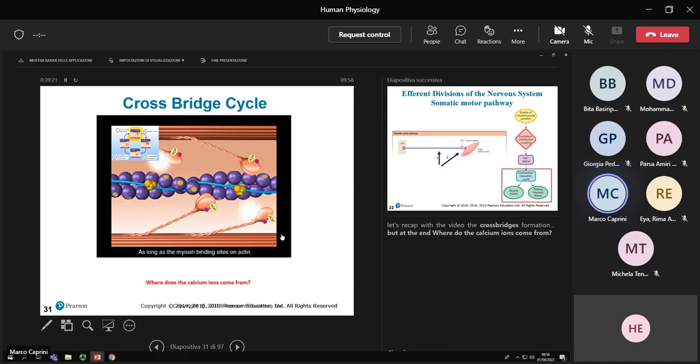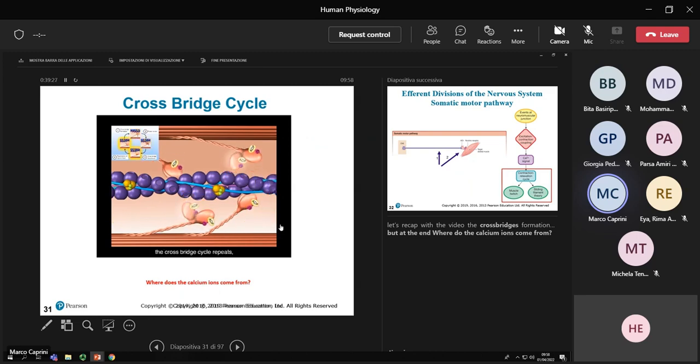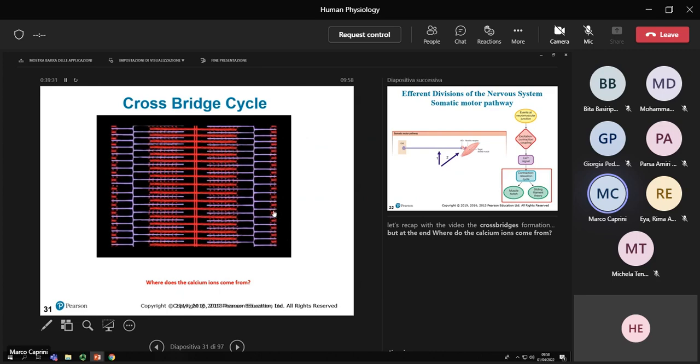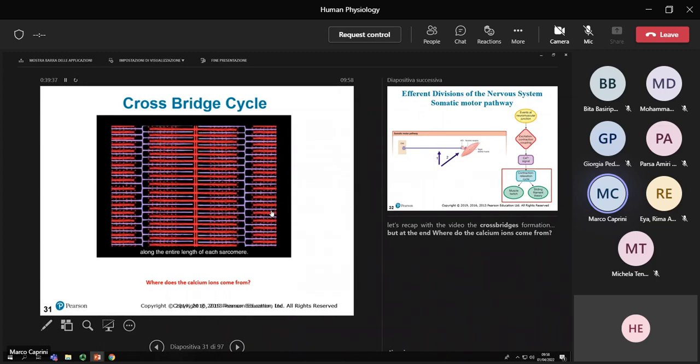As long as the myosin binding sites on actin remain exposed and ATP is available, the cross-bridge cycle repeats, pulling the thin filaments toward the center of the sarcomere. During muscle contraction, cross-bridge cycles occur between the thick and thin filaments along the entire length of each sarcomere.